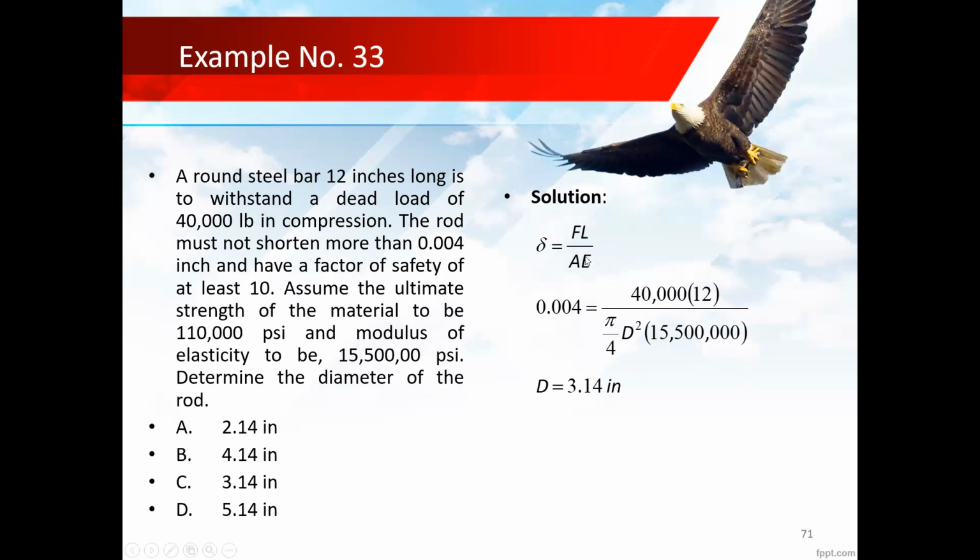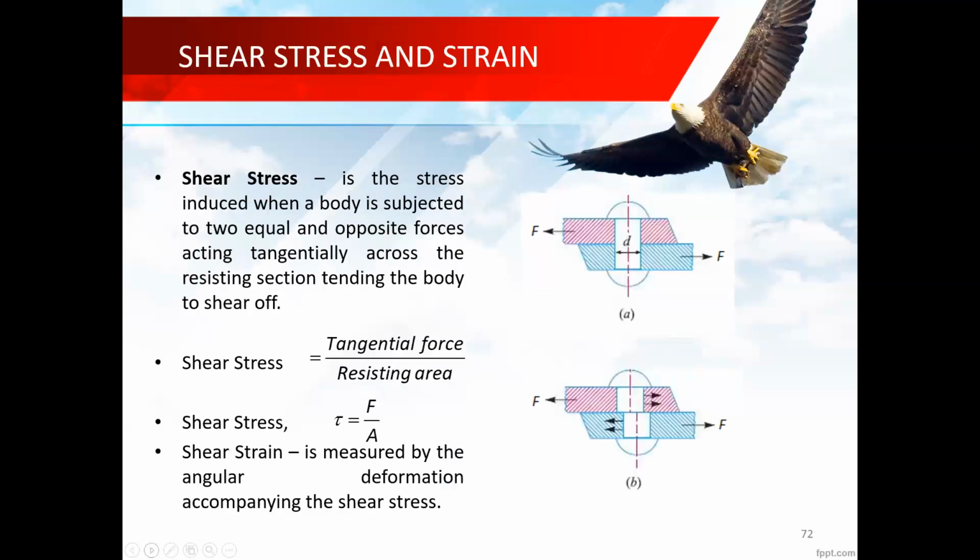So delta is equal to FL over AE. So 0.004 is 40,000 times 12 over pi over 4 d squared times 15,500,000. Okay, no problem with units, inches, psi. So D is equal to 3.14 inch. So letter C.